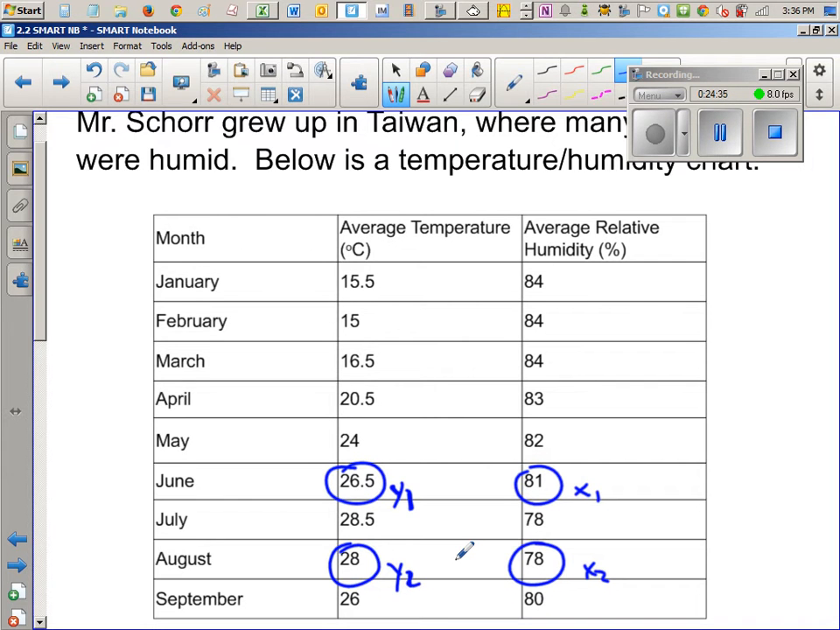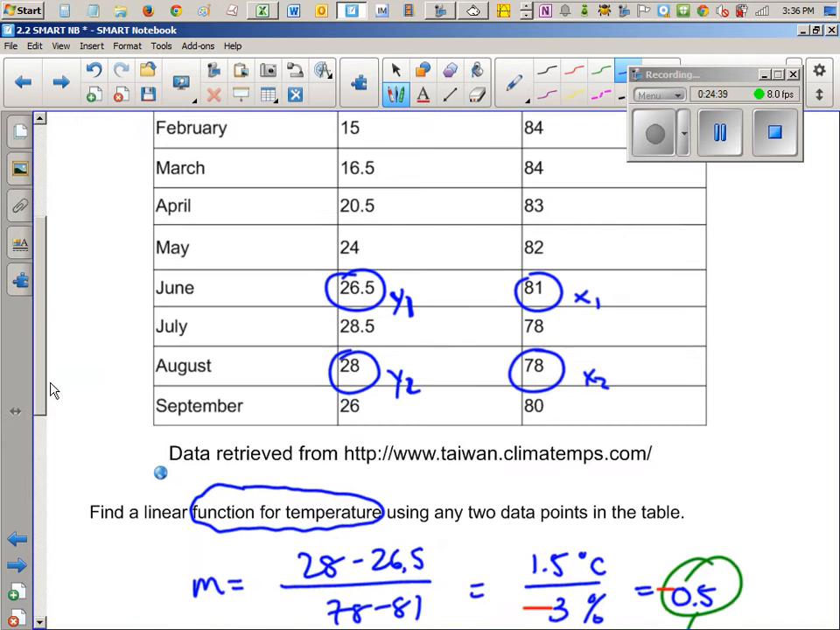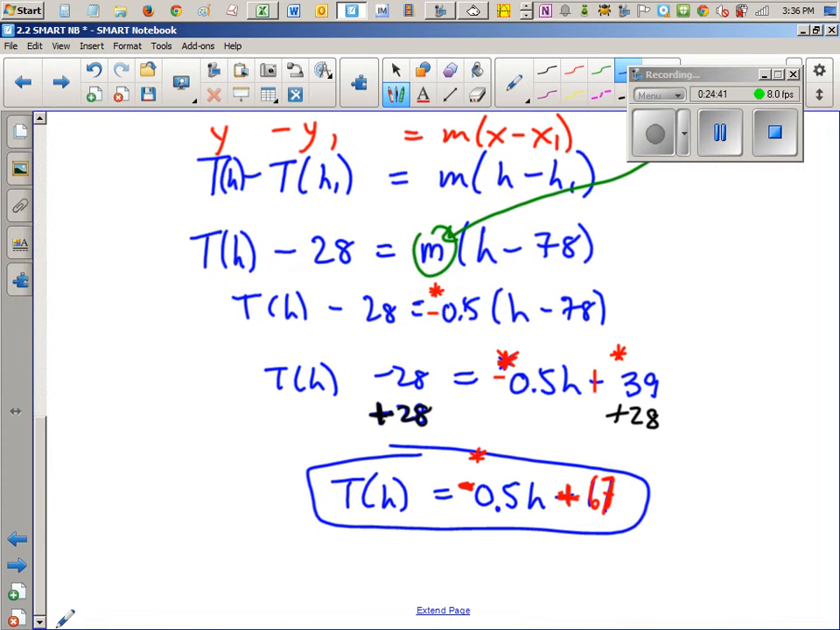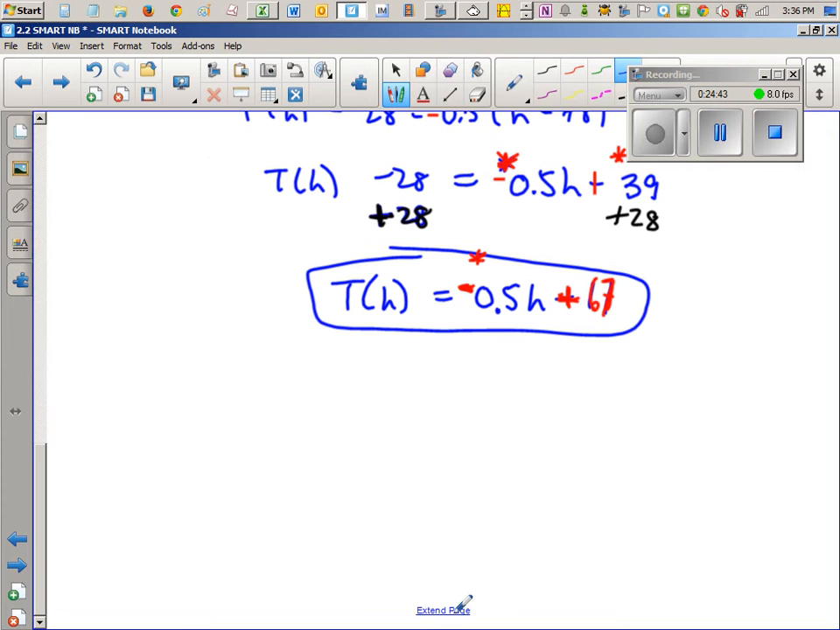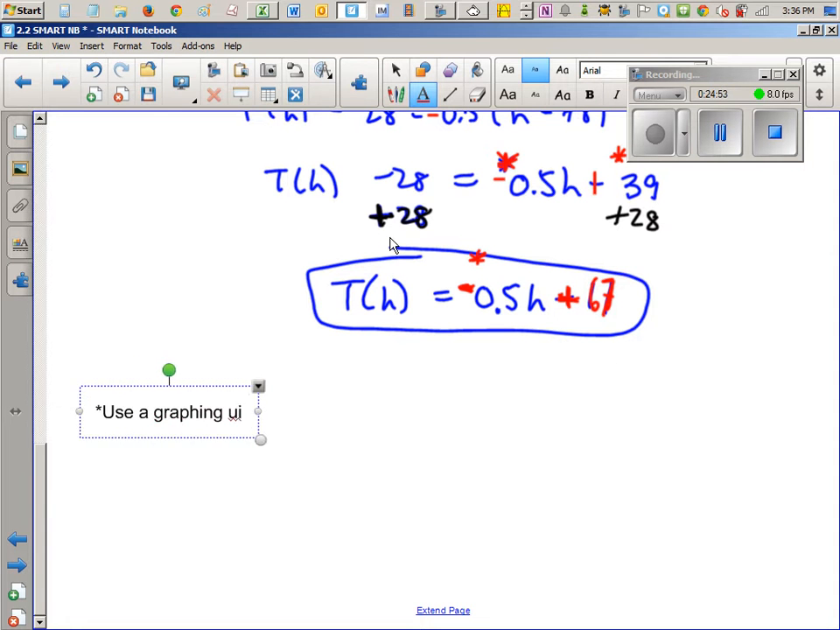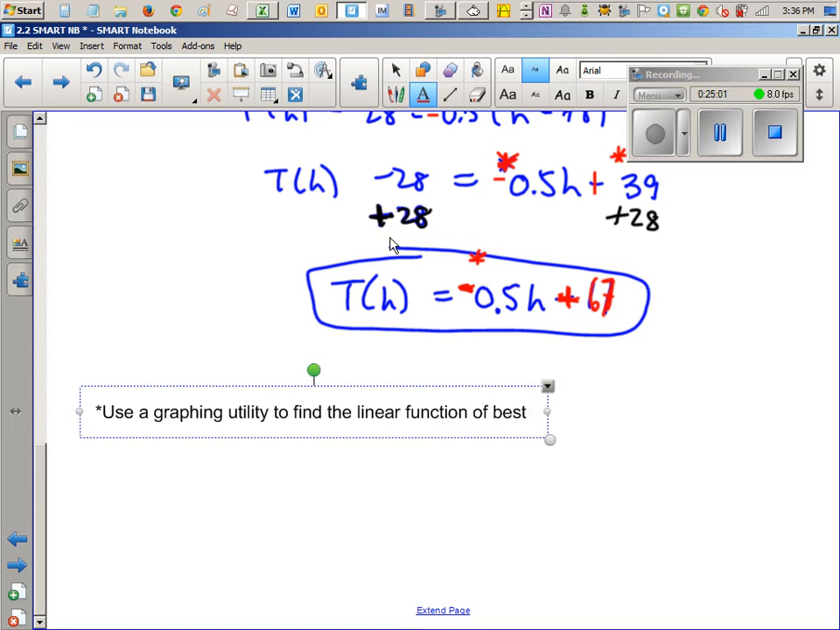So how do you know which to pick? The answer is you don't, and you don't need to know. We're going to actually get the calculator to draw a better line than this anyway. So the next part of this question is to find an equation of best fit. The last part of this is use a graphing utility to find the linear function of best fit, or you can just say the line of best fit.